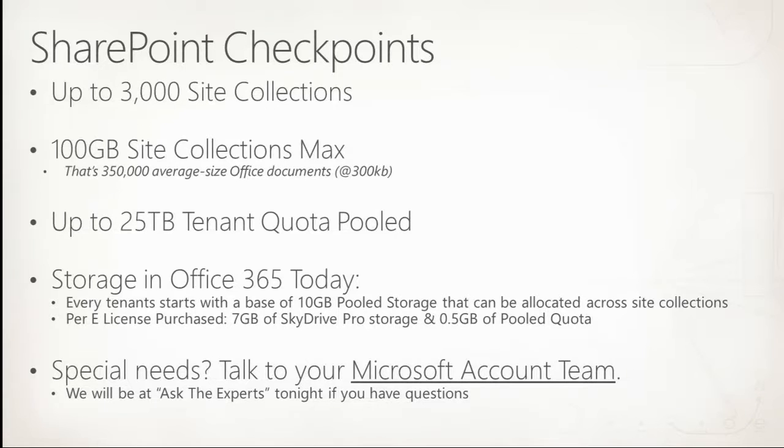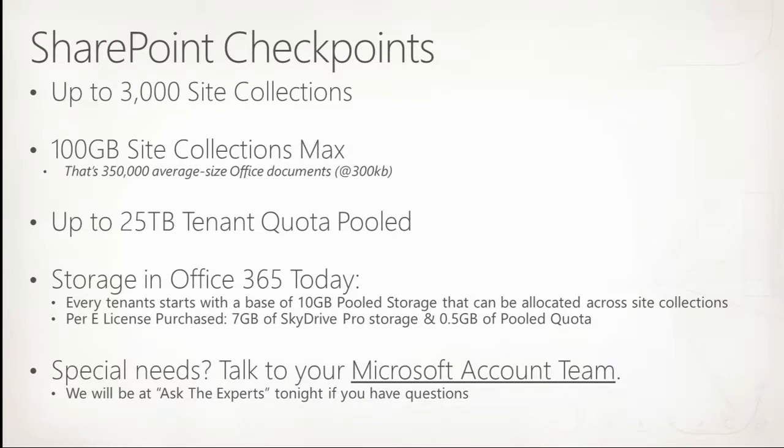Every single one of those site collections can be up to 100 gigabytes, which on average is around 350,000 Office documents. So a lot of space available. Also, up to 25 terabytes of pooled storage, and I want to emphasize the word pooled. Pooled is the site collection storage that you have available in that UI that we went through, where you can assign it to a site collection that the administrator has created. The actual users also get 7 gigabytes each for their SkyDrive Pro. So those are independent. So this is your pooled quota availability, but there's also user quota.